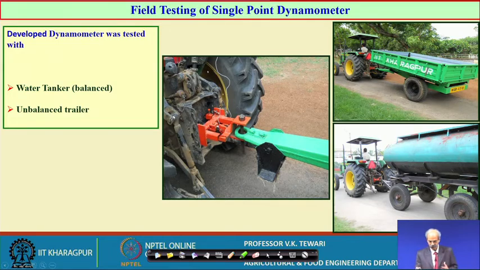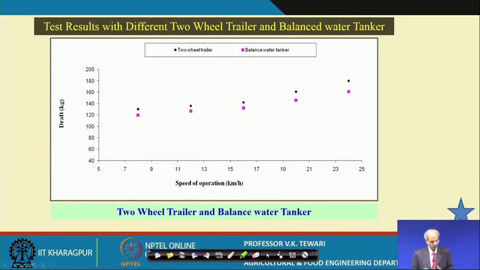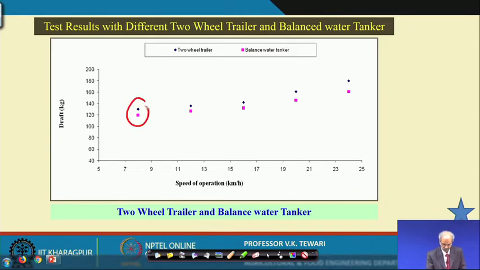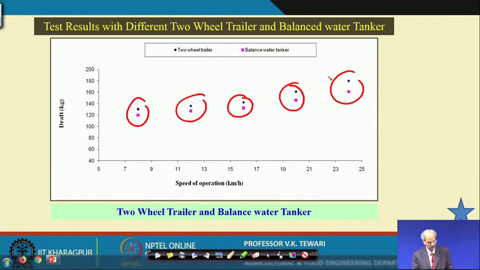Now, this is the condition where we are attaching the single point. Here are two results with two different trailers, a two-wheel trailer and a balance water tanker. This result is only to explain to you that the draft values for the two-wheel trailer and balance water tanker do not differ much. We can say that we are very accurate in both the ways by which we have measured the two-wheel trailer and balance water tanker.